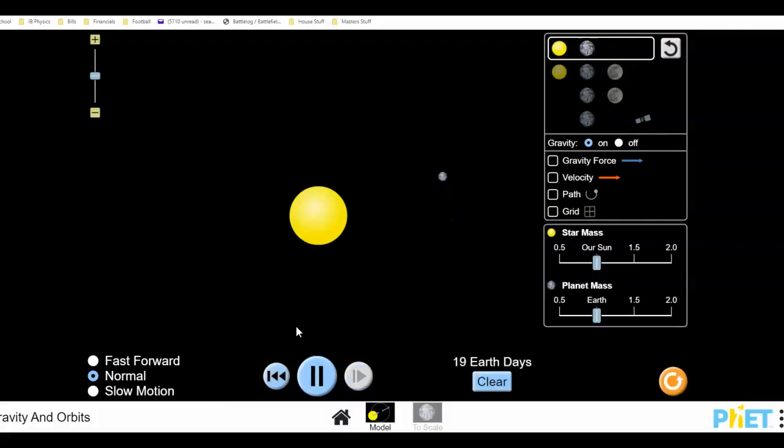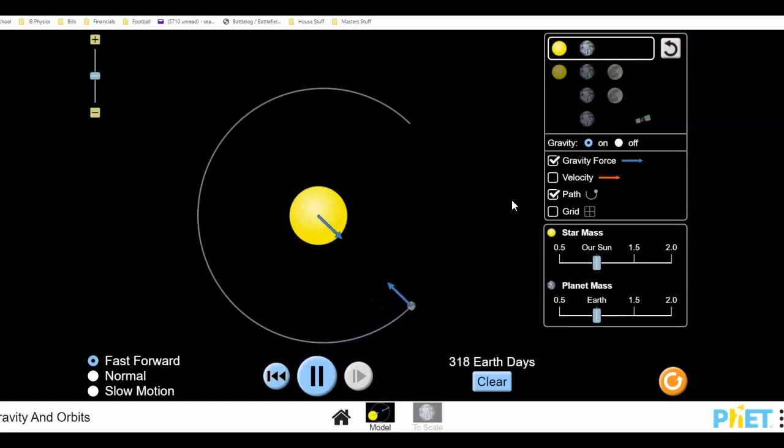Okay, so here is the Earth going around the Sun, and I'm going to make it so you can see the path of the Earth around the Sun. I'm also going to speed up the simulation. I'm also going to make it so that you can see a blue arrow, and this blue arrow represents the force of gravity. Notice, by the way, that the direction of the force of gravity is always towards the center of the circle because that's what's providing the centripetal force in this situation. We talked about centripetal force last semester.